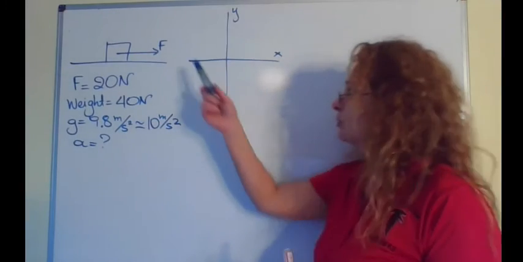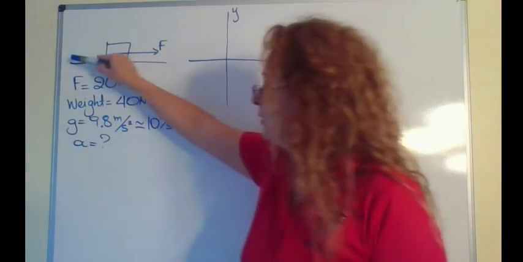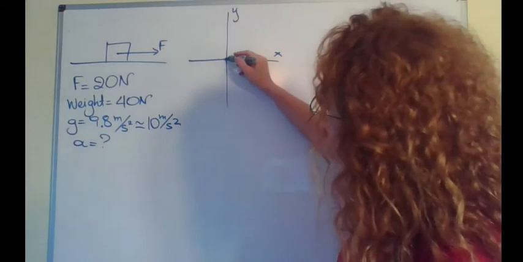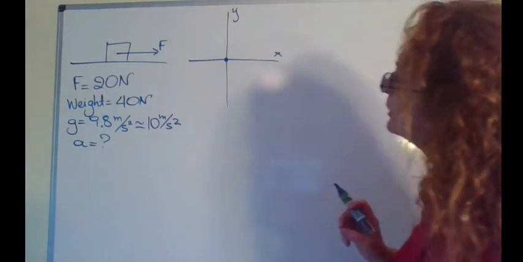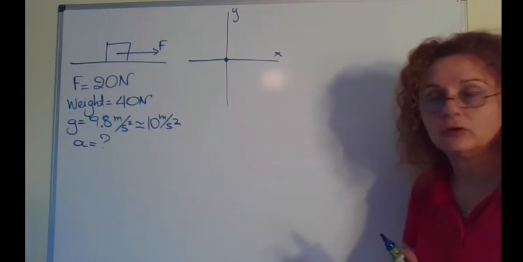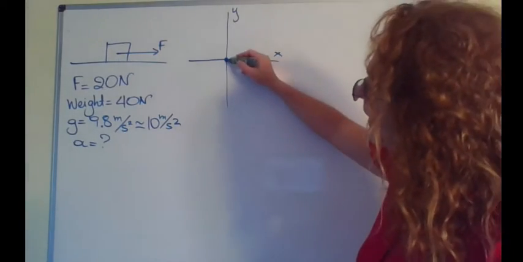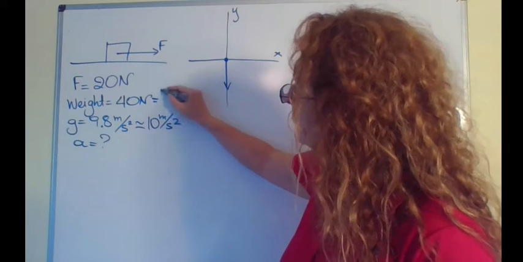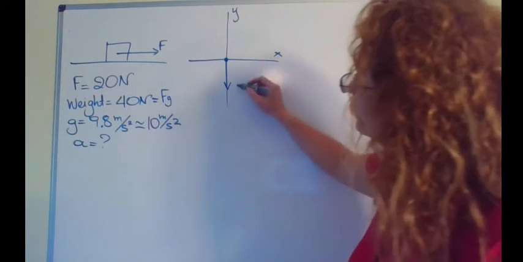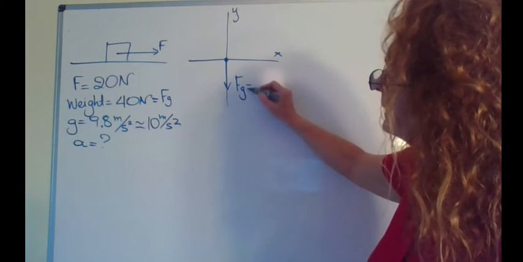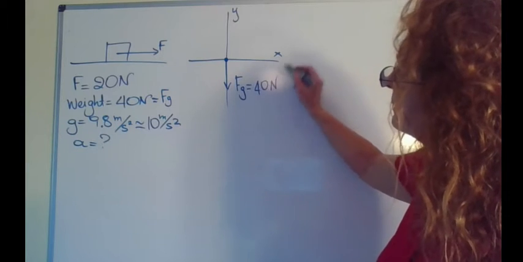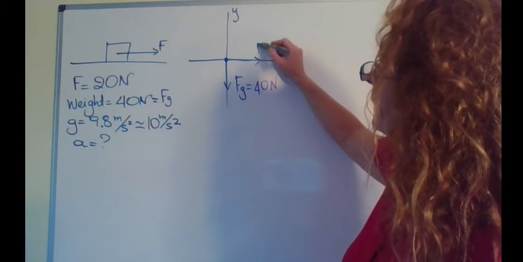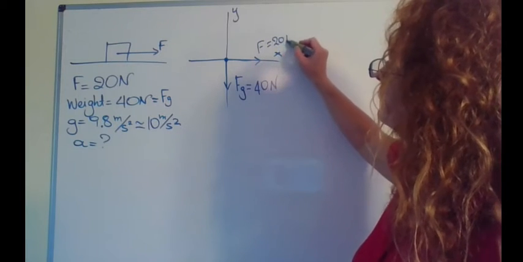The free body diagram should be horizontal and parallel to the horizontal surface. I start by drawing the object as a point-like mass at the origin. The forces are, we have the force due to gravity, which is the weight. The weight means the force due to gravity. So I do know that the force due to gravity is 40 newtons. And there's a horizontal force, F, of 20 newtons.